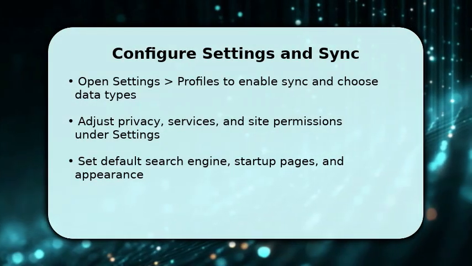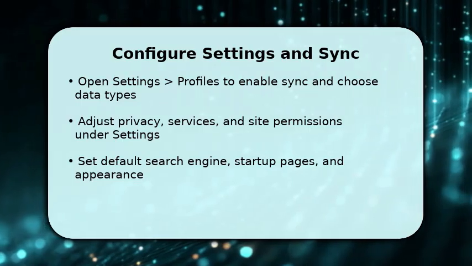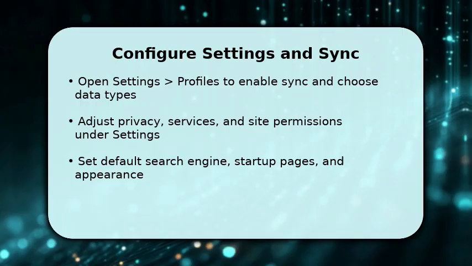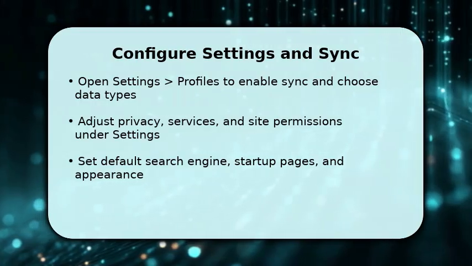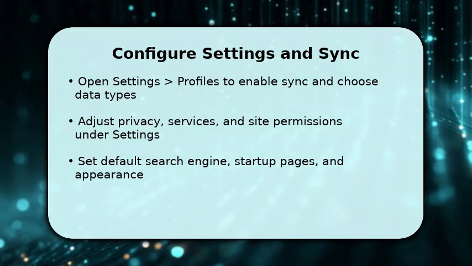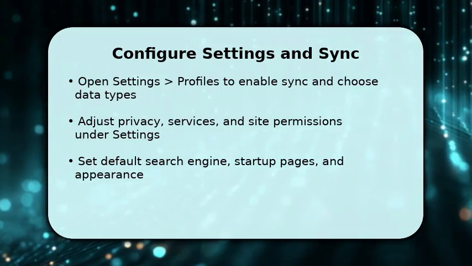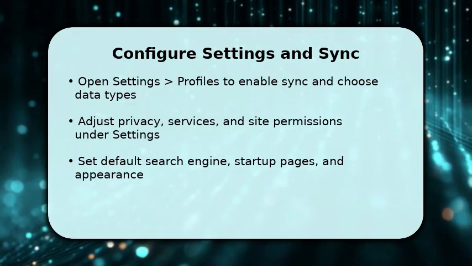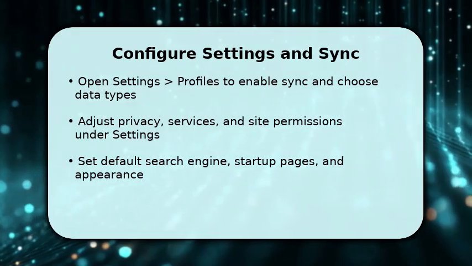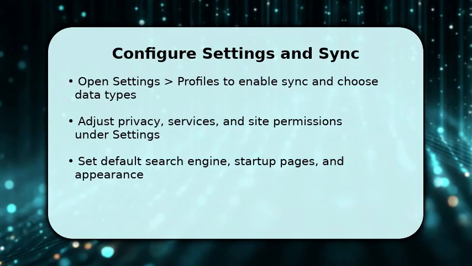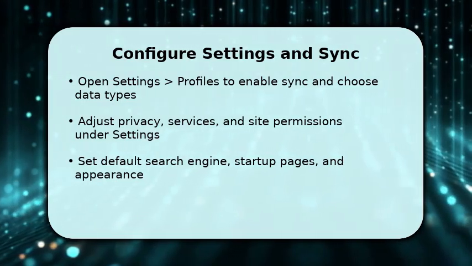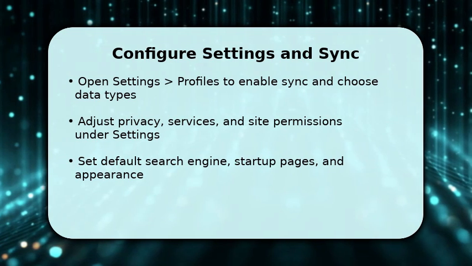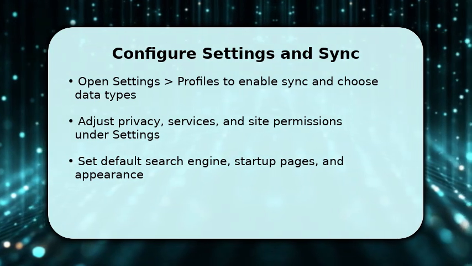Go to Settings, then Profiles and turn on Sync. Choose favorites, passwords, history, and extensions to sync across devices. Next, under Privacy, Search and Services, adjust tracking prevention and clear browsing data schedule so performance stays fast. Then set your preferred search engine and startup behavior: new tab, specific pages, or continue where you left off. Finally, review site permissions like camera and location, so pages only access what you allow.